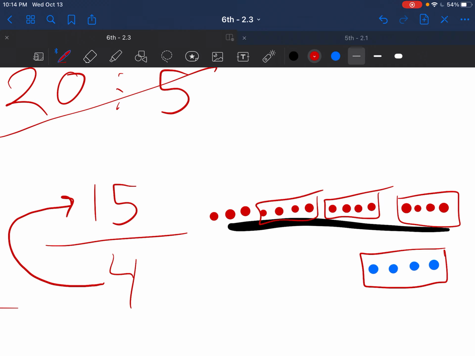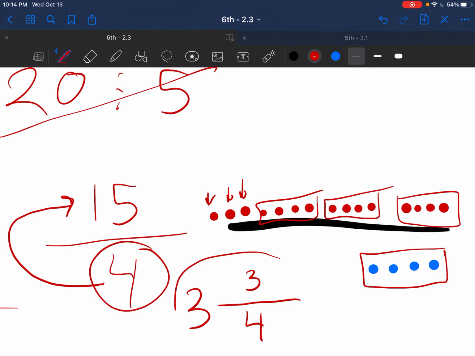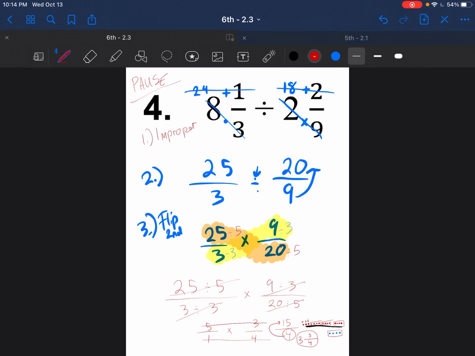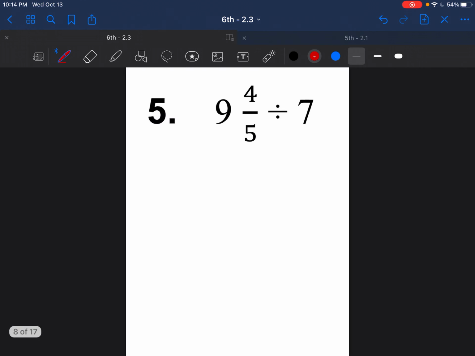So how many times is 4 going to 15? It's going to be 3 times. Your denominator stays the same. That's 4. And then what's left over, you have 3. So your answer for this problem is 3 3/4. Good job. Let's try another one.